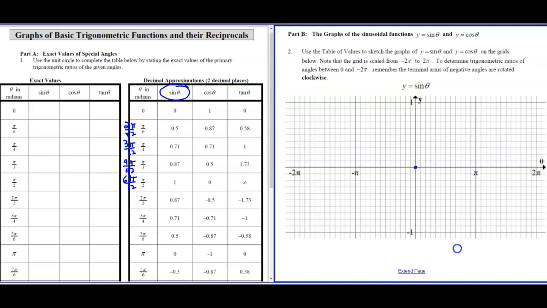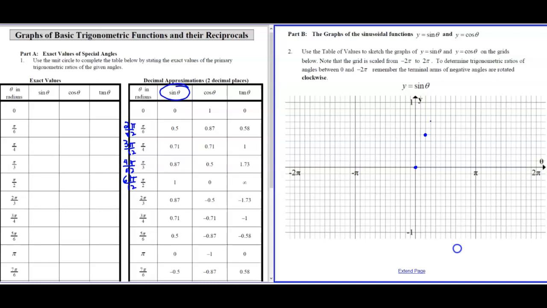Then the next one, when theta is pi over 6, which is 2 pi over 12, so 2 grid markings, the sine value is 0.5. So now look at your axes this way. This whole, so there's 1, 2, 3, 4, 5, 6, 7, 8, 9, 10 grid units for each whole unit. So half a unit would be 5 grid markings. So 1, 2, 3, 4, 5. Then for 3 grid markings, 0.71.